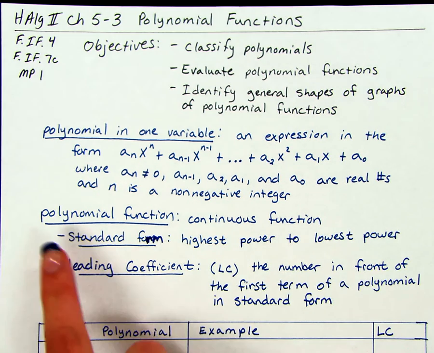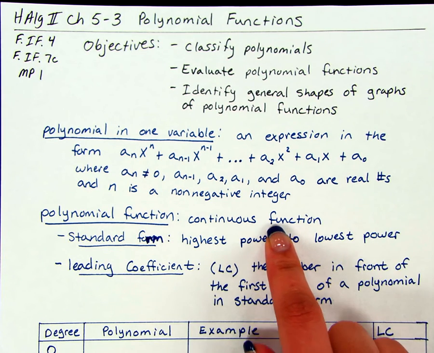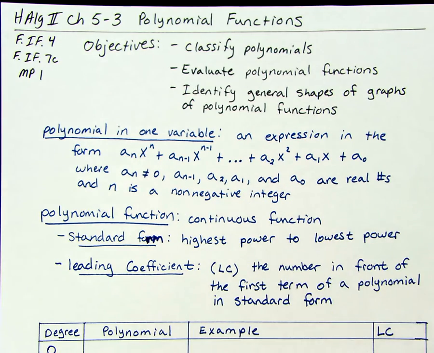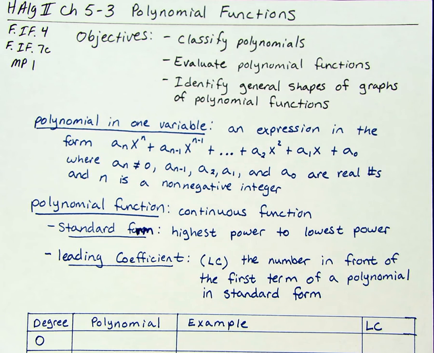And all polynomial functions are continuous. That means if I draw it on a piece of paper, I can trace along it with my pencil, and I'm never going to pick up my pencil. The leading coefficient, which I'm going to abbreviate as LC, is the number in front of the first term. We have to be careful, because when we're talking about that, we're assuming that our polynomial is in standard form. Another way to think of it is the number in front of the term with the highest exponent, or the highest power. That's where our leading coefficient is going to be.